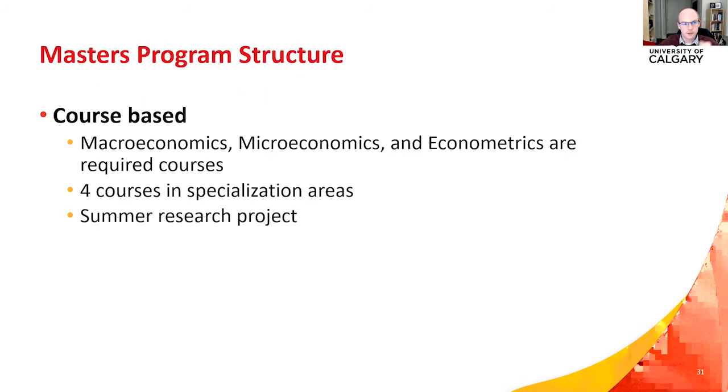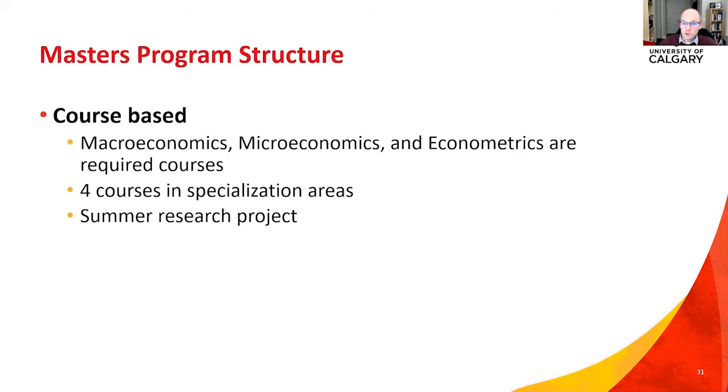Okay, now the real nitty-gritty. So turning to the master's program. What does that look like? We have a course-based master's program here, which involves taking core courses in macroeconomics, microeconomics, and econometrics. This is very standard. This is what you would find in any master's program in Canada. And in addition to those core areas, you will then enroll in 4 elective courses. We offer a variety of elective courses that you can pick from, so whatever 4 you wish.